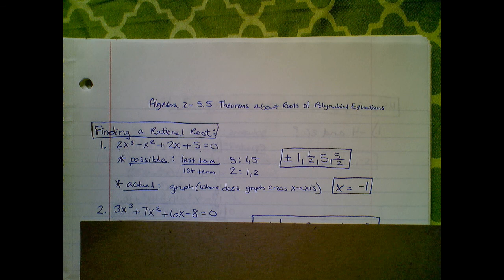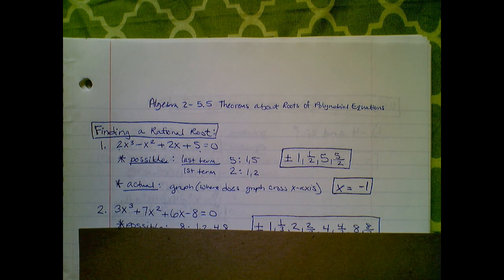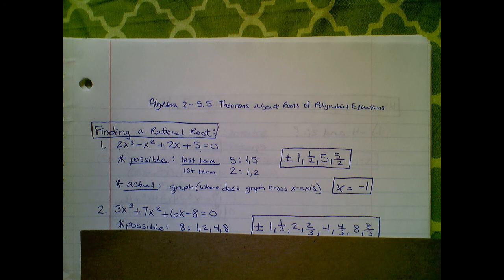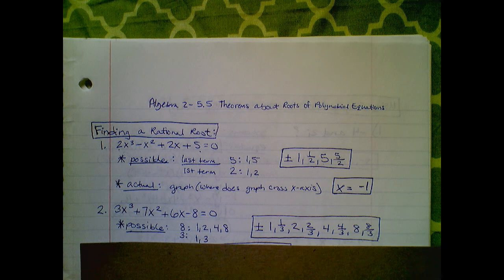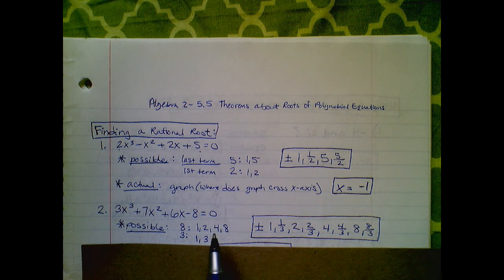For this next one, we have 3x to the third power plus 7x squared plus 6x minus 8. Again, we're going to take that first term and then the last term. We're going to write the last term on top. So 8. You don't have to worry about the positive or the negative because we're going to put a plus or minus sign in front of each of them. And then we're going to put 3 on bottom. So all the numbers that divide evenly into 8 are 1, 2, 4, and 8. All the numbers that divide evenly into 3 are 1 and 3.